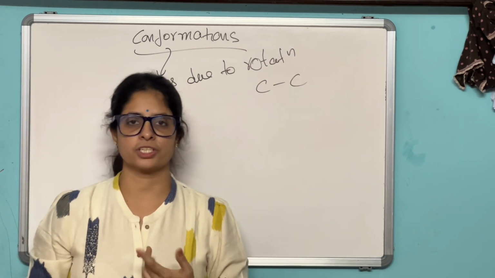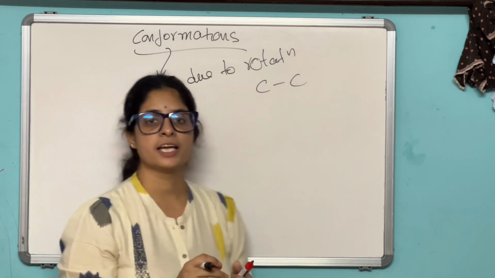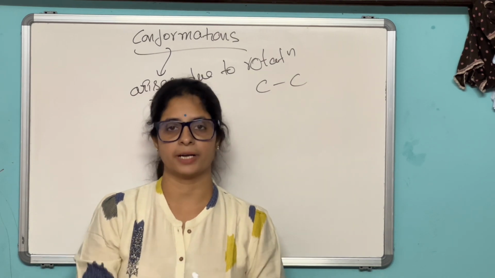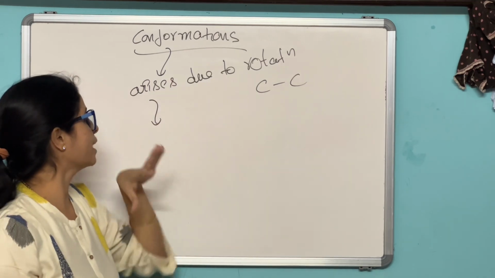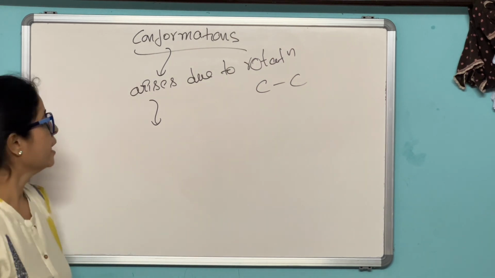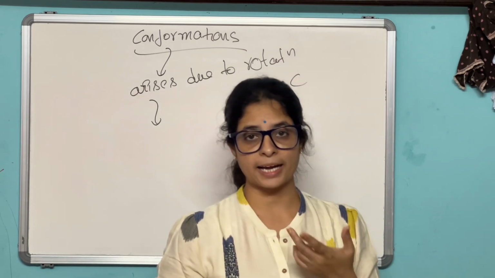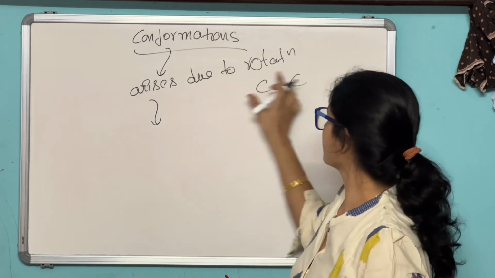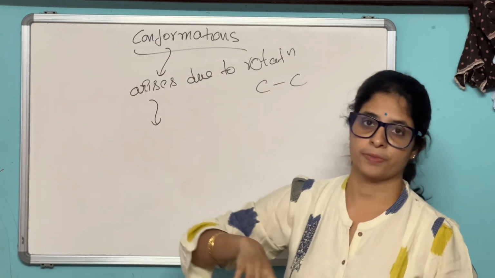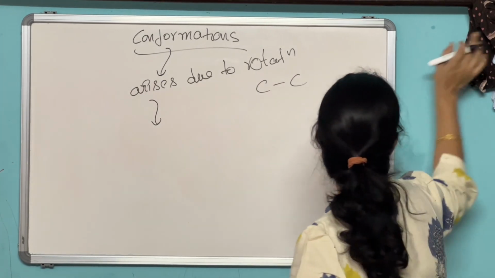What will happen if the rotation takes place? It leads to a change in the spatial arrangement of the atoms around the carbon atom. These are called conformers or conformations: the change in the spatial arrangement of the atoms around the carbon atom due to the carbon-carbon single bond rotation. Now we'll discuss the conformations of ethane.